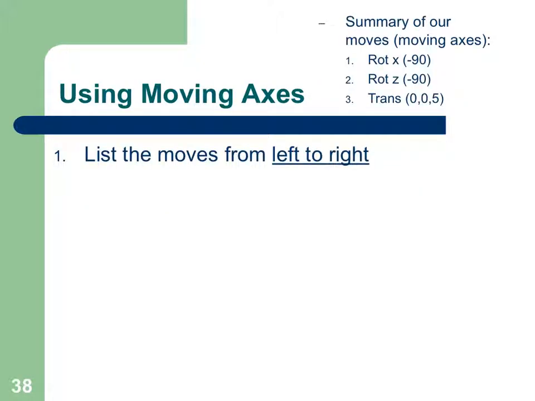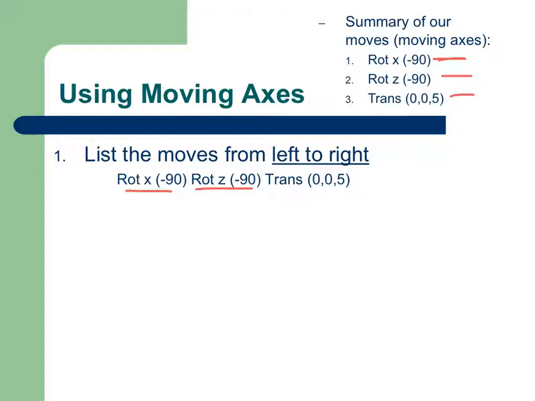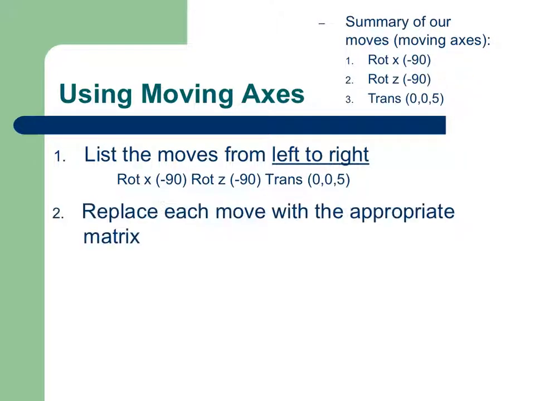If you're using the moving axis approach, then the first step of what you need to do is list the moves you made from left to right. So I've put the moves right here that we made, and the first step that we need to do is just list them from left to right. So there you go. First thing we did was rotate x -90, so we put that on the left. Next was rotate z -90, we put that next. Next was the translate, we put that there. After you've listed your moves from left to right, then you need to replace each move that you have with the appropriate matrix from that page of 4 different matrices on the previous slide.